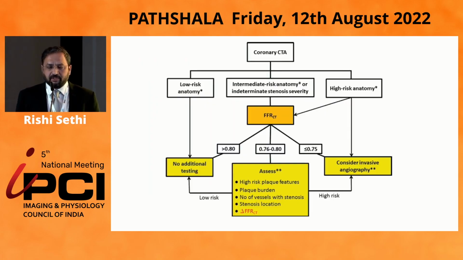CT-FFR essentially follows the same principle. If the CT-FFR value is greater than 0.8, then relatively no further testing needs to be done. Anything less than 0.75, one should go for angiography, and anything between 0.75 and 0.8 is the gray area.